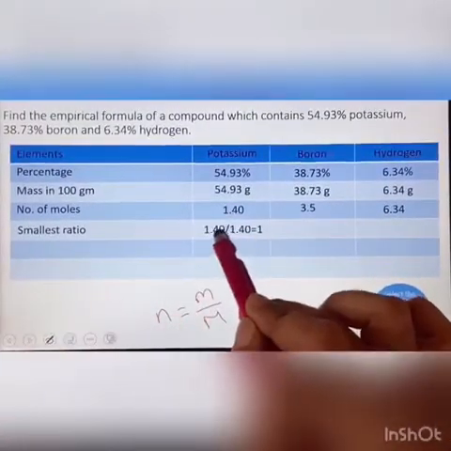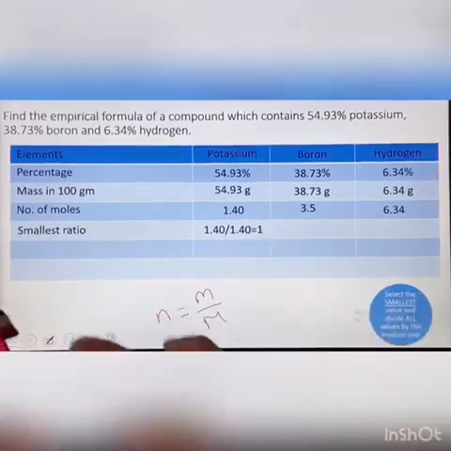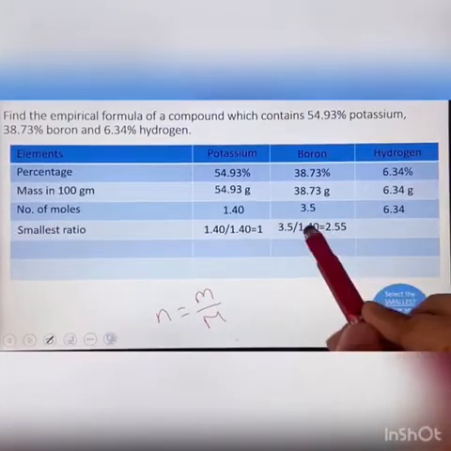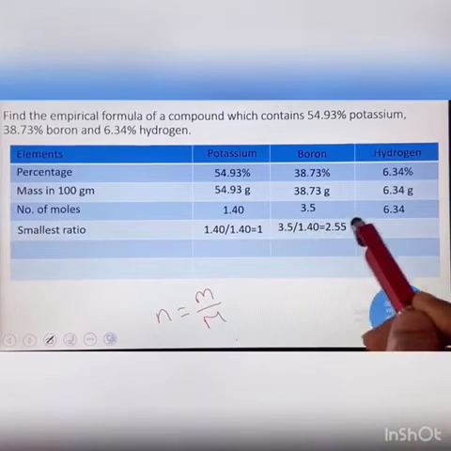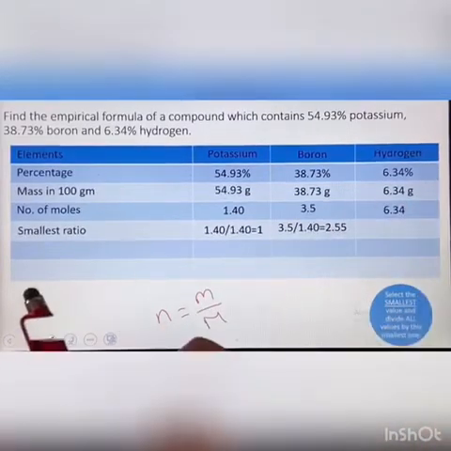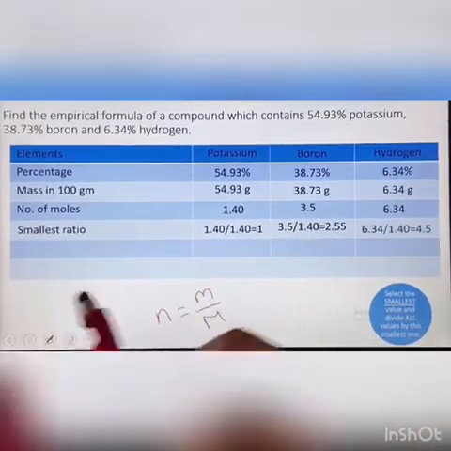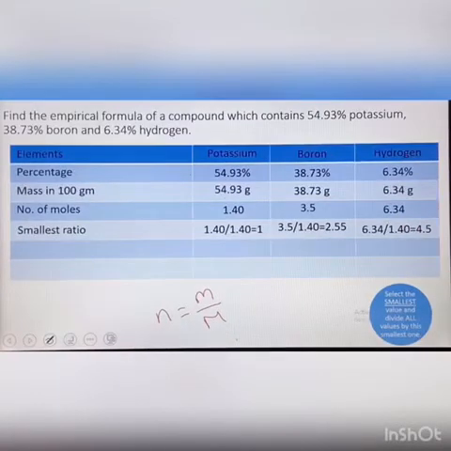So I divide 1.40 by 1.40, I get the answer as 1. Then I divide 3.5 by 1.40, I get the value as 2.5. And then I divide 6.34 by 1.40 and I get the answer as 4.5.